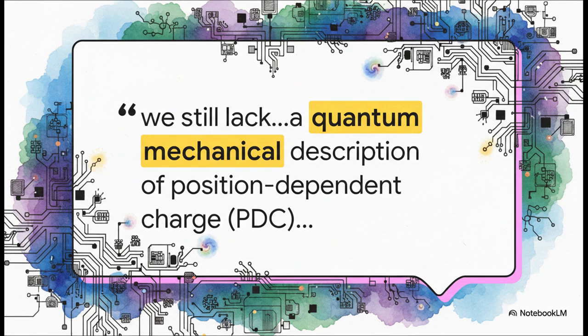It pinpoints the exact gap in what we know. What he's saying here is that our current quantum theories just can't handle a situation where a component's properties, say, its ability to hold a charge, aren't the same everywhere. What happens when those properties change depending on where you look in the circuit? That's been a total blind spot for us.